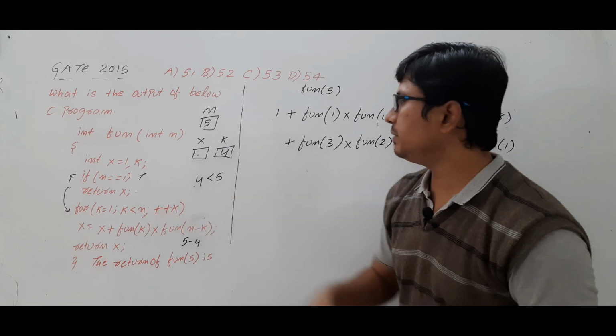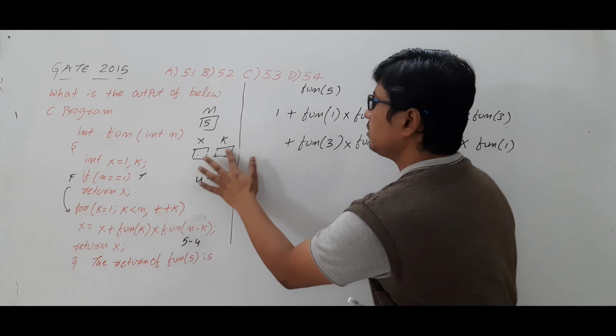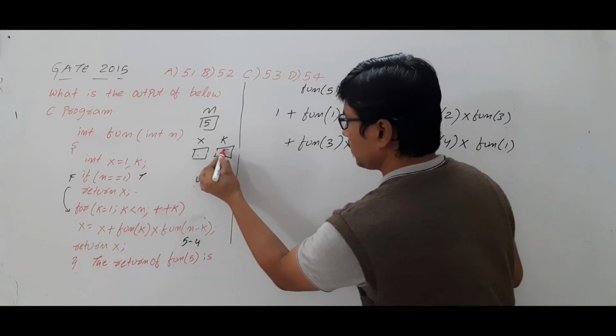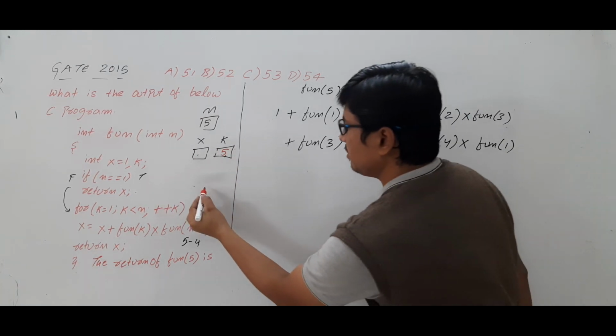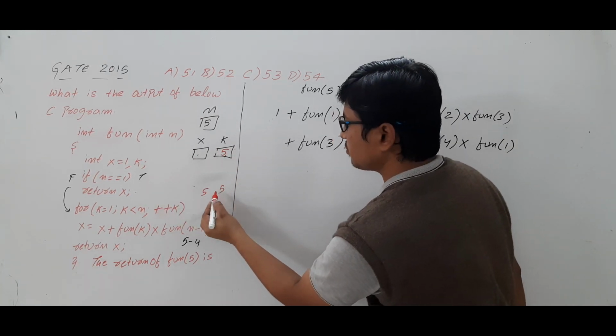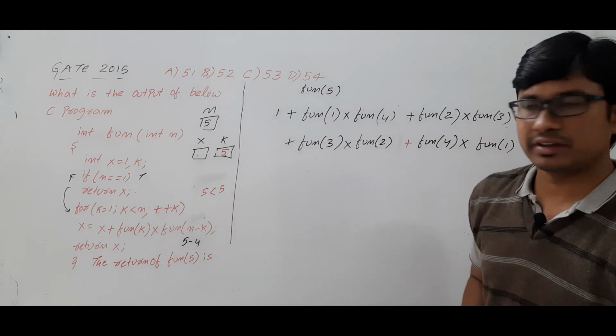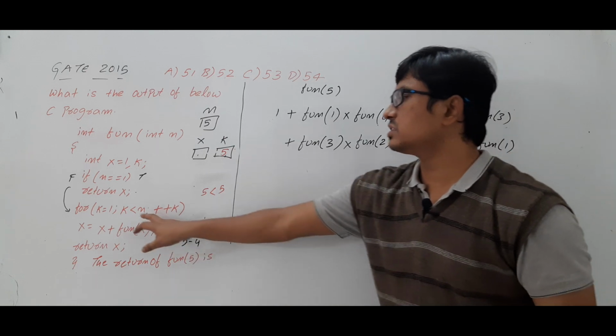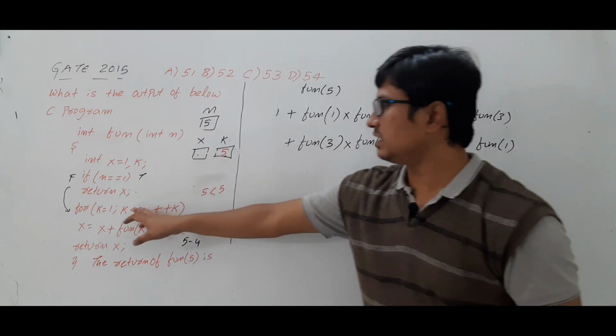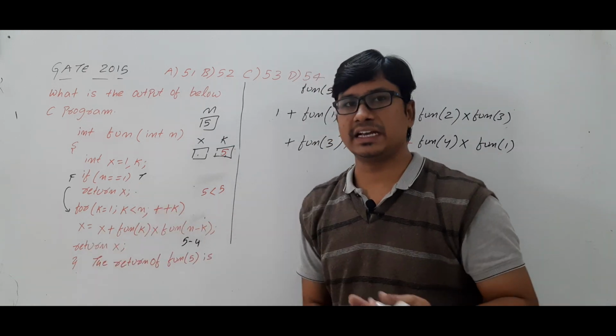Now k value will be incremented. Now k value will be updated to 5. Now check the condition. K is less than n or not. K value is 5. N value is 5. They are not less. K is not less than n. K is equal to n. So this condition is failed. If this condition is failed, you need to return the x value.